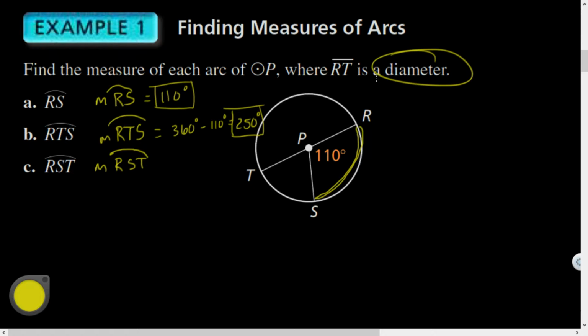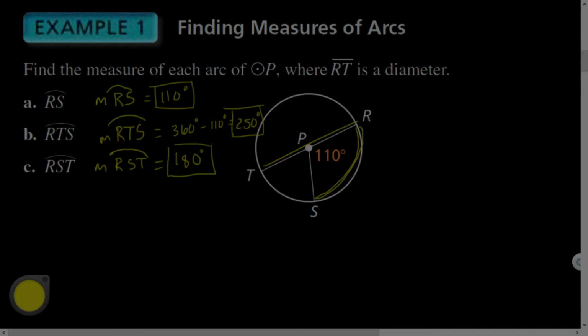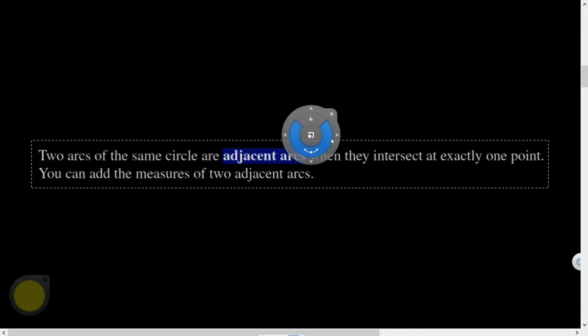And notice this clue right here. RT is a diameter. So what are you thinking? Yes. And open up the floor to anyone. What do we call that kind of arc? A semicircle. Wonderful. Yeah, that's what we call it. All right. Oh, wow, guys, I love this. I love how methodic geometry is.